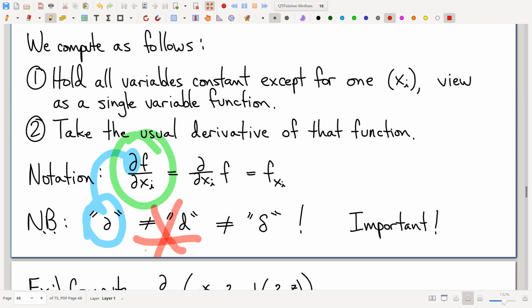It would mean something that is not what you mean, and it's just not acceptable. Right, so please be careful about that. I know it seems silly, but it does matter. Take some time and get comfortable with writing this little symbol.